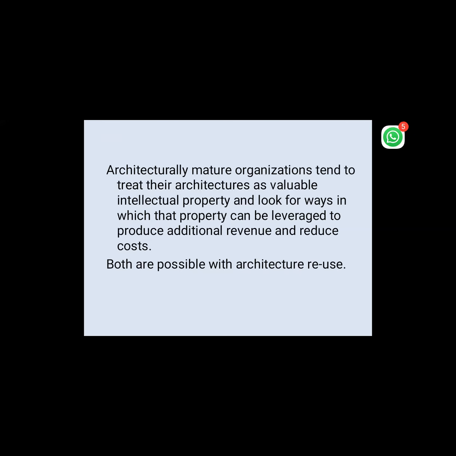Architecturally mature organizations tend to treat their architectures as valuable intellectual property and look for ways in which that property can be leveraged to produce additional revenue and reduce cost. So we are able to get more benefits using less investment. Why? Because if it is a similar type of architecture, we need not design each one individually, which reduces the time. Whatever it may be, requirement analysis, design, implementation, we spend more time only on testing. So we reduce the time, deliver more software structures, and maintain the quality also, because those structures have similarity.